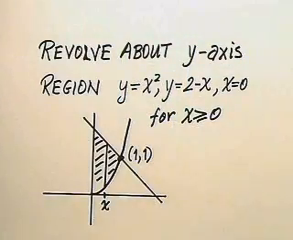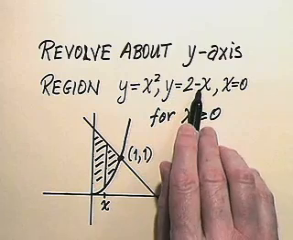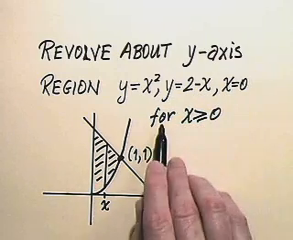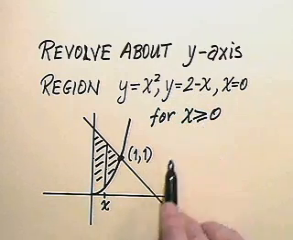Well, sometimes the region we want to revolve is described by several curves forming the boundary. Let's look to see how we can still get the volume. Let's revolve about the y-axis the region y equals x squared, y equals 2 minus x, and x greater than or equal to 0.